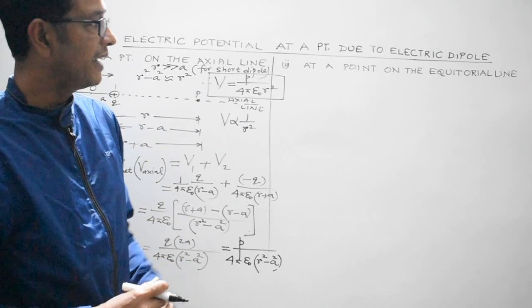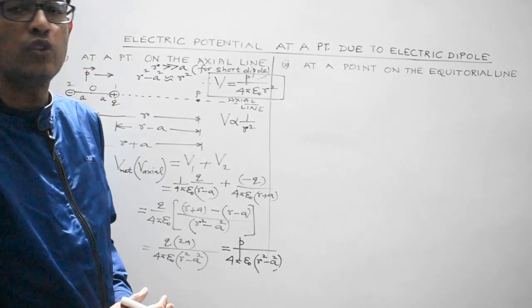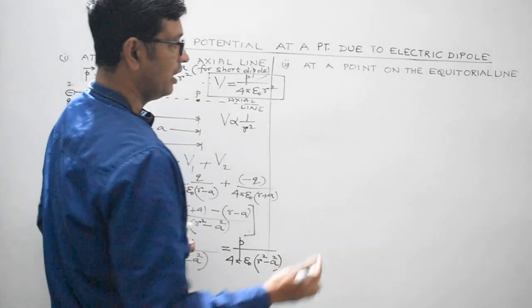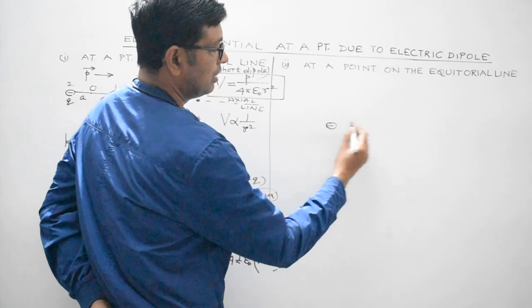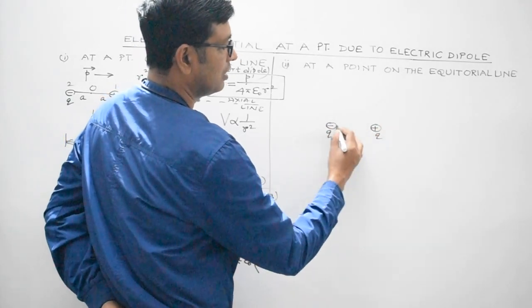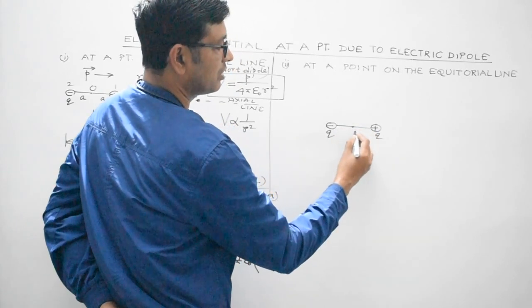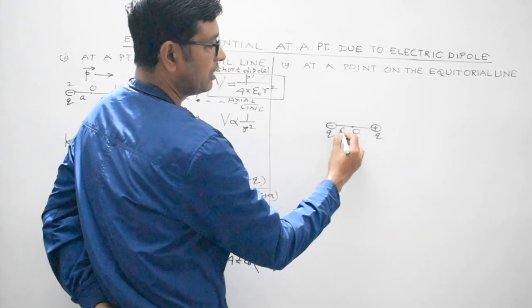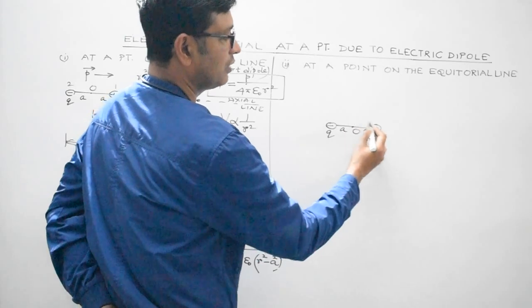Let's discuss the second one: the equatorial line of an electric dipole. Again, we are aware of it. An electric dipole is a system comprising two equal and opposite charges separated by a finite separation. This can be considered to be the center of the dipole. Dipole length is 2a, so this will be a, and this will be a.